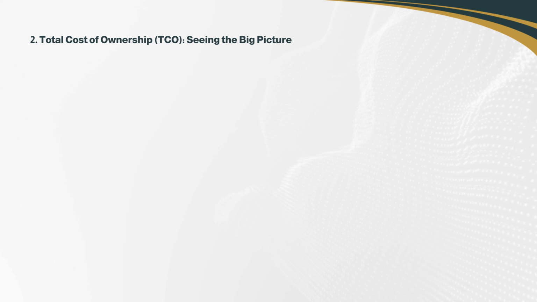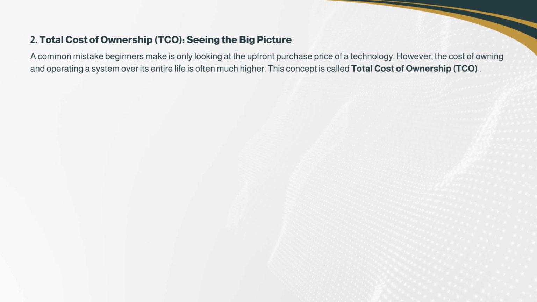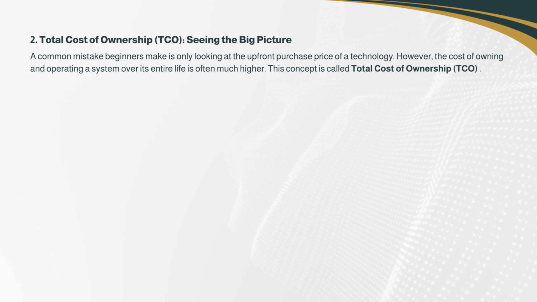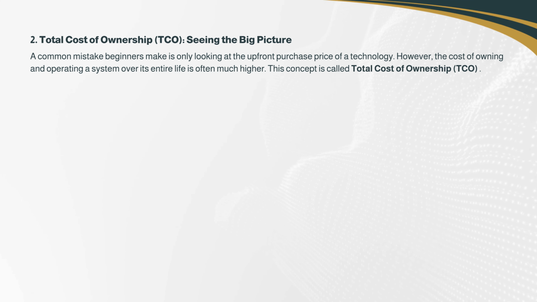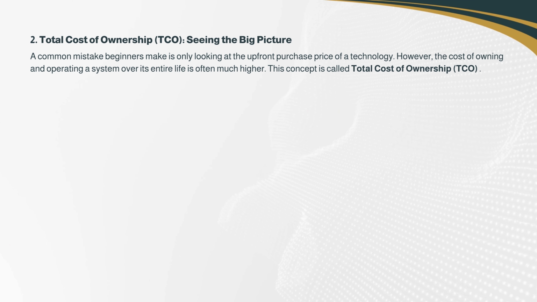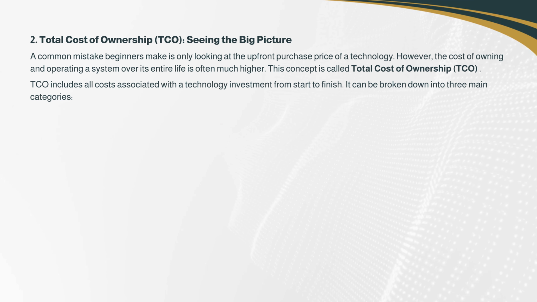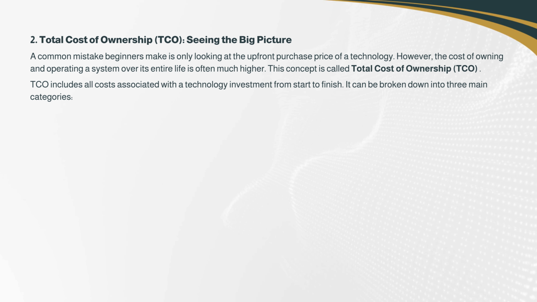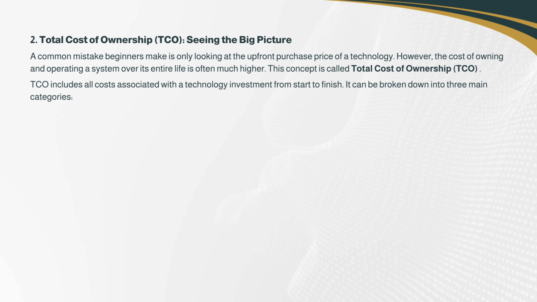2. Total cost of ownership, TCO, seeing the big picture. A common mistake beginners make is only looking at the upfront purchase price of a technology. However, the cost of owning and operating a system over its entire life is often much higher. This concept is called total cost of ownership, TCO. TCO includes all costs associated with a technology investment from start to finish. It can be broken down into three main categories.